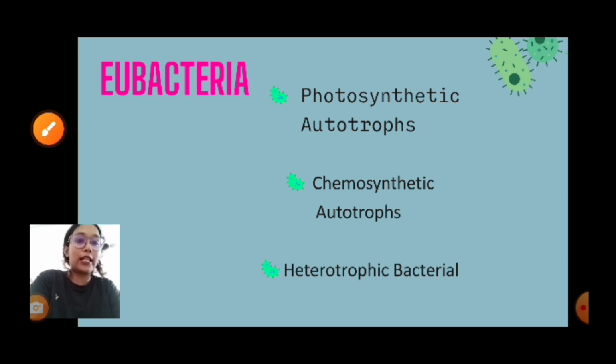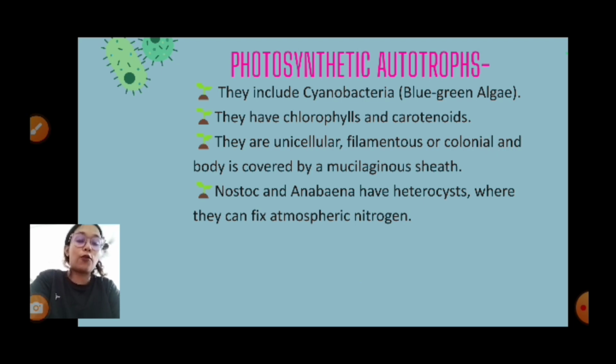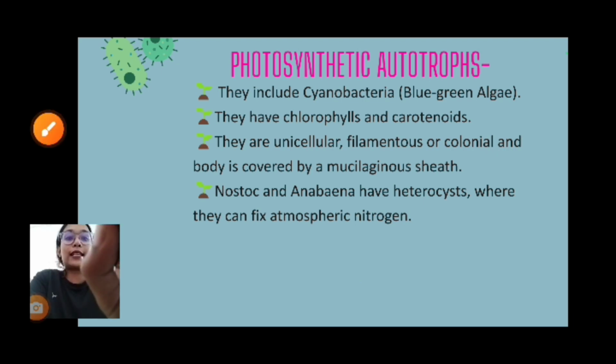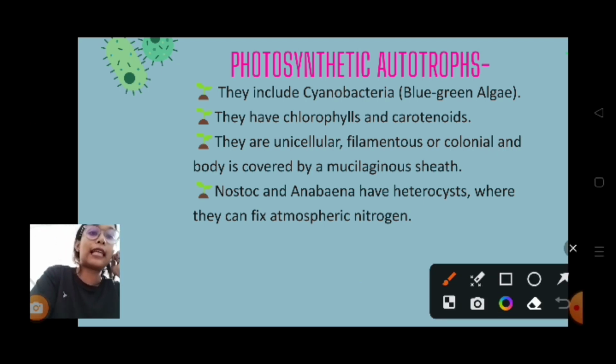Now moving on to the next slide, starting with photosynthetic autotrophs. In the first line, the example given is cyanobacteria. We can also name it blue-green algae. Blue-green algae is not an algae, it's a bacteria. So one example of photosynthetic autotrophs is cyanobacteria.